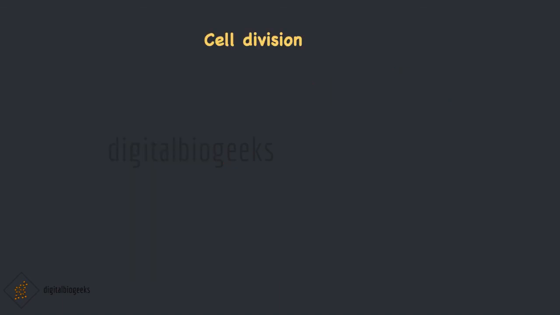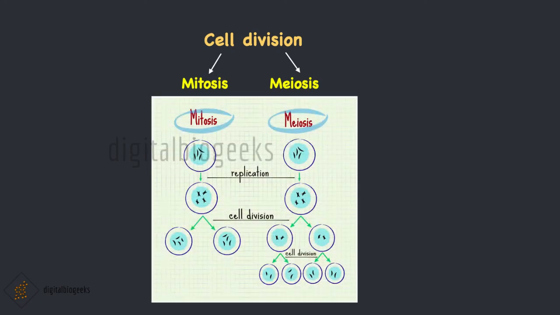Now let's learn about cell division. Cells divide to form new cells. Due to this cell division, growth happens, and new cells replace the old and injured cells. There are two types of cell division, mitosis and meiosis. Let's learn about it. Mitosis is a process by which the cells divide for growth.